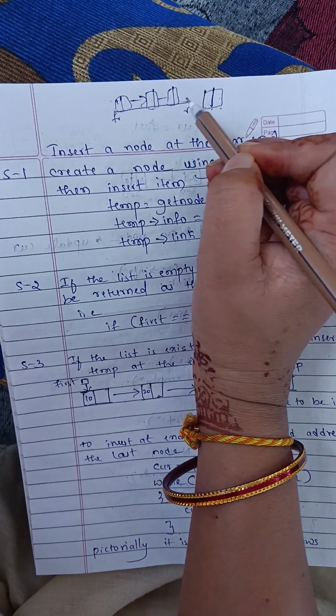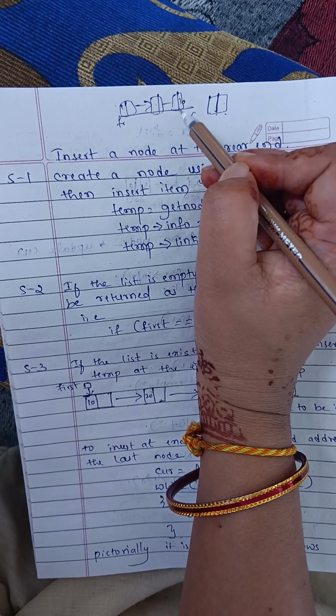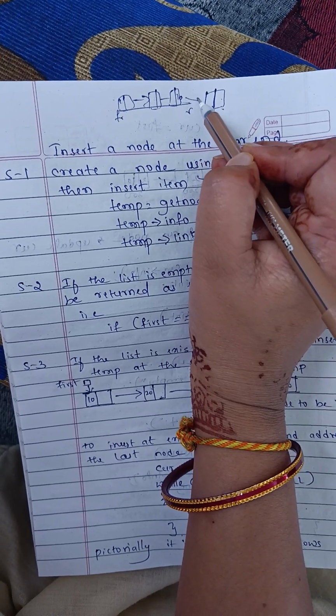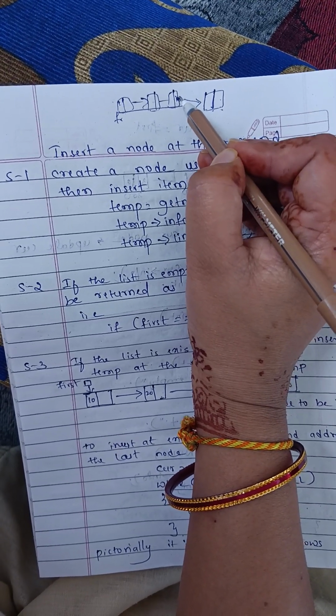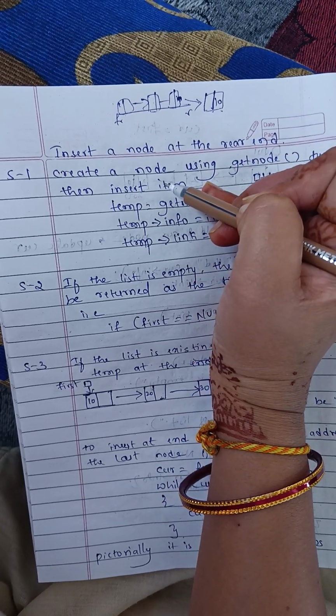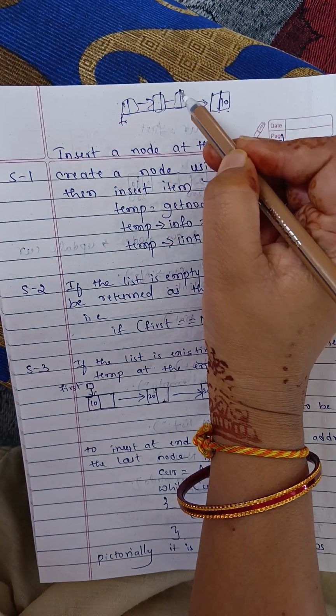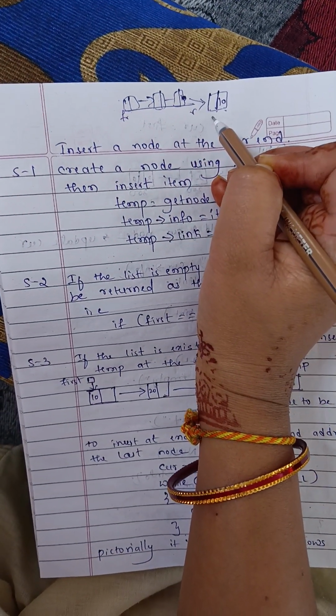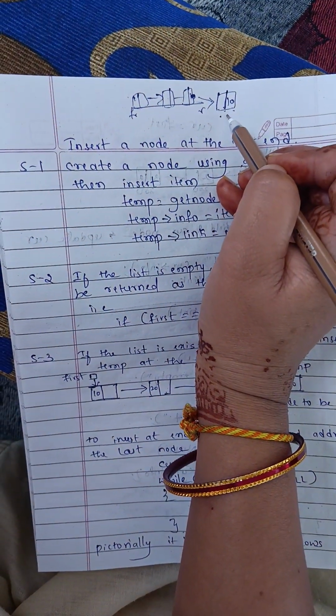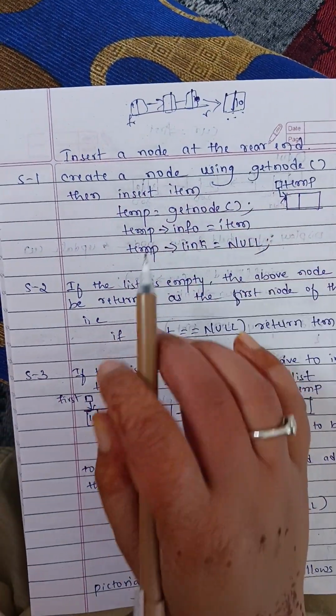Then what's the logic? Here it is also null. Yes, then you have to connect this to this, and this one doesn't become null. This one is holding the null value, and it must contain the address of this. Then how to do this? Insert a node at the rear end.